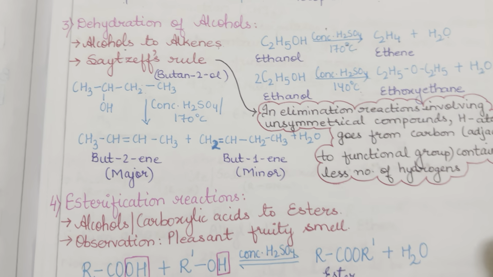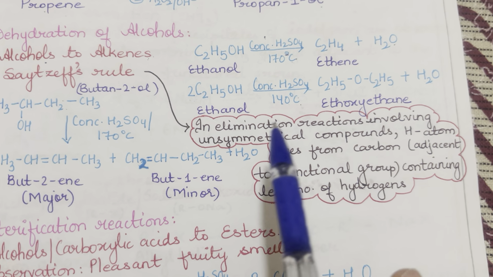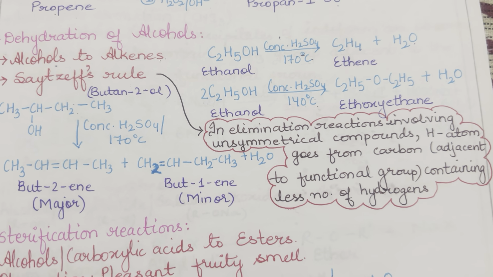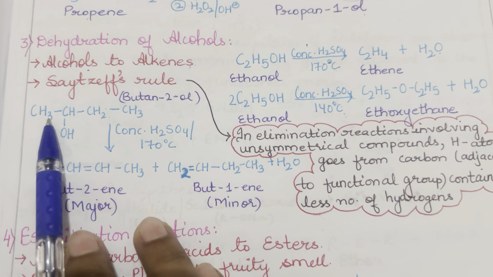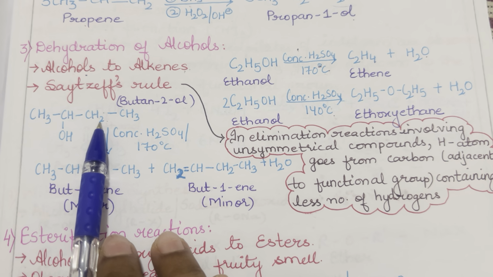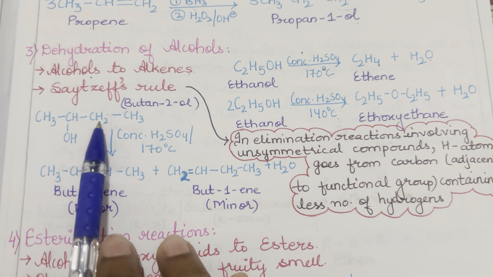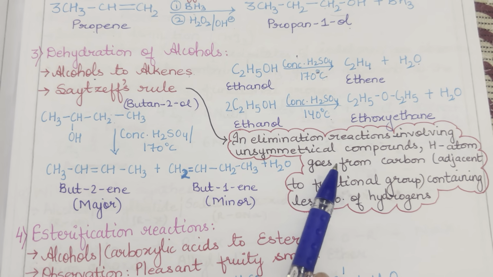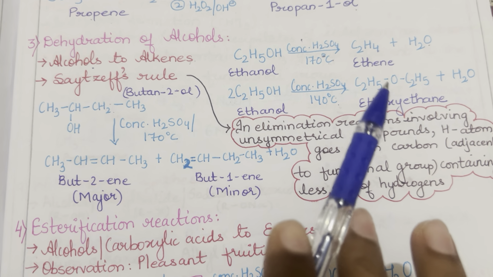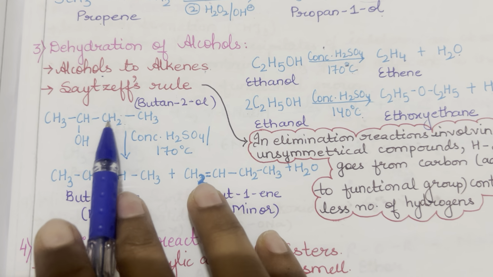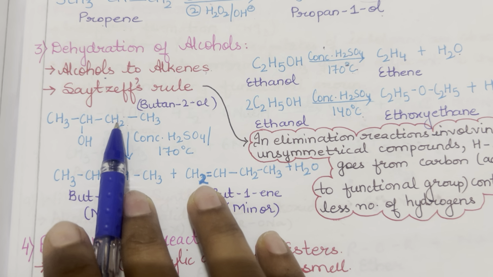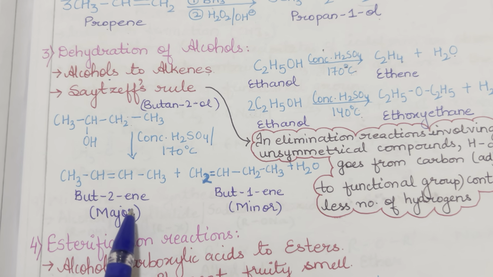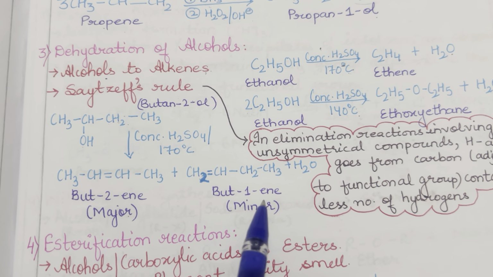So what does this Saytzeff rule say? In elimination reactions involving unsymmetrical compounds, the hydrogen atom goes from the carbon adjacent to the functional group which has fewer hydrogens. So from there the hydrogen is going to eliminate, and not from the one where there are more hydrogens. So this is the Saytzeff rule. This also we have studied in detail in our class 11th. So what will happen here is that this is the adjacent carbon which has fewer hydrogens. So hydrogen will go from here and OH will go from here, and you will be getting but-2-ene as the major compound and but-1-ene as the minor compound.